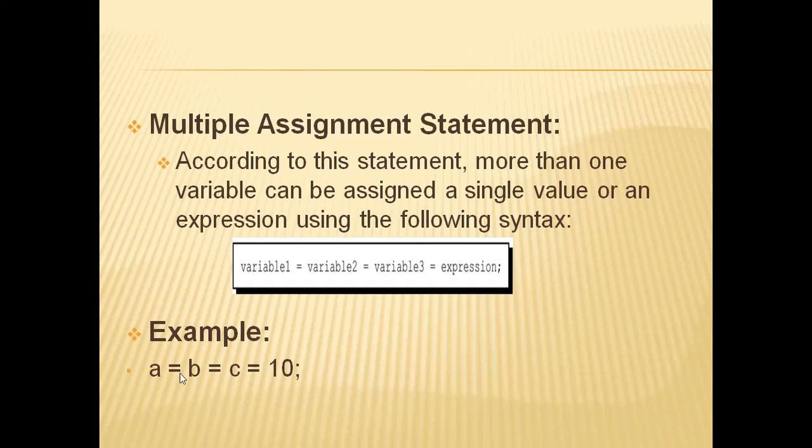In this example, a is equal to b is equal to c is equal to 10. The 10 is assigned to c, in the same way the 10 is assigned to b, and in the same way the 10 is assigned to a. Now a is 10, b is 10, and c is 10. This type of statement is called a multiple assignment statement.